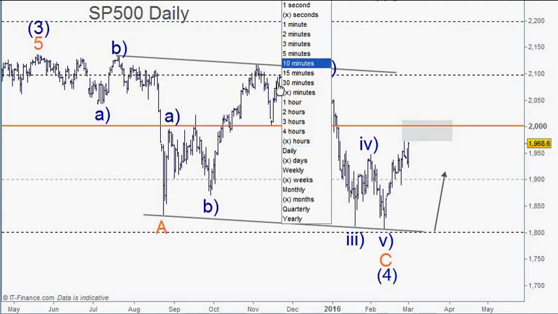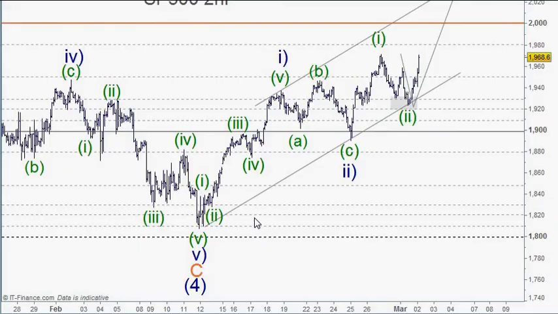I'll just cut to the 2-hour chart if that's okay. And the structure to the upside, we knew that it was positive. There were just a couple of different ways things could have panned out and so on. But it is looking quite nice, and it's above the 1900.